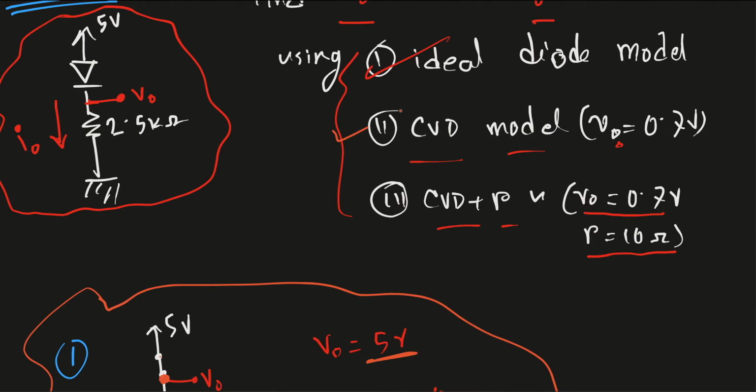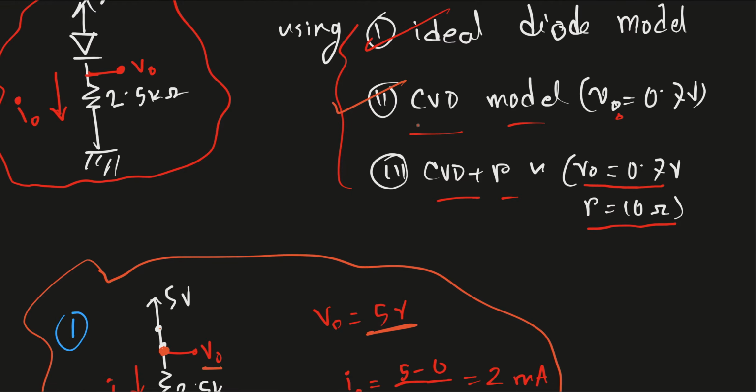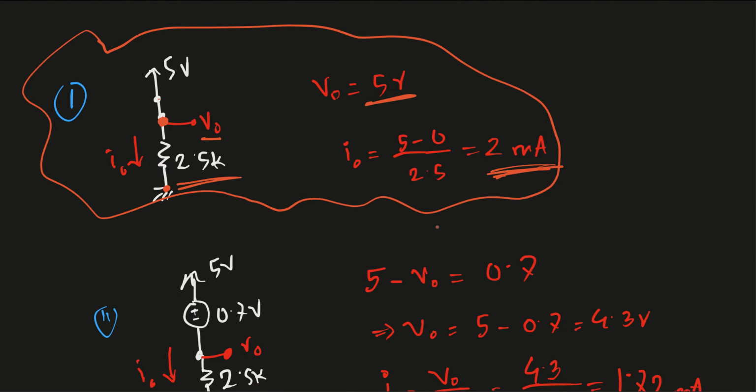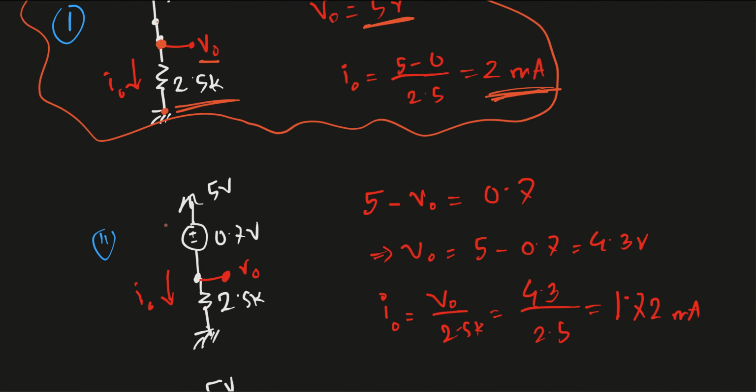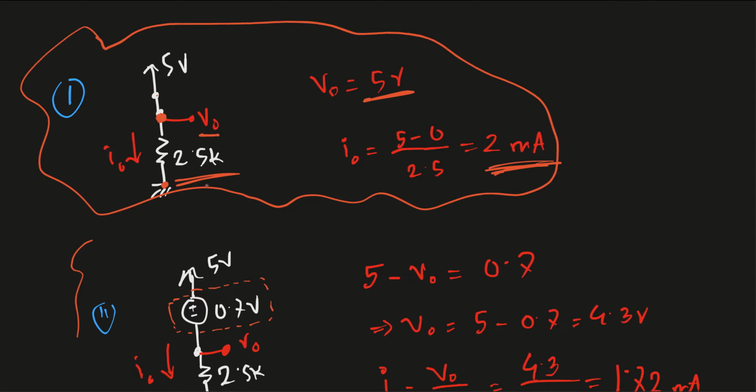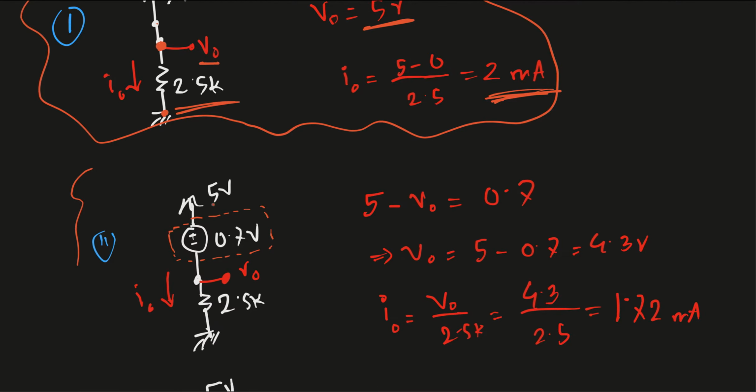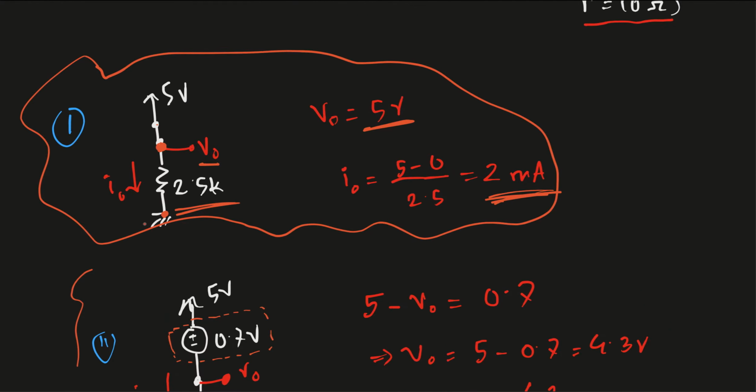Now let's see what happens when we use the CVD model, or constant voltage drop model. If we use this model, our results will be a little bit more accurate. So this is the case for the CVD model. Since the diode is on, we have replaced it with a voltage source of 0.7 volt. Now we cannot say that V0 is equal to 5 volt. Why? Because it is not shorted.